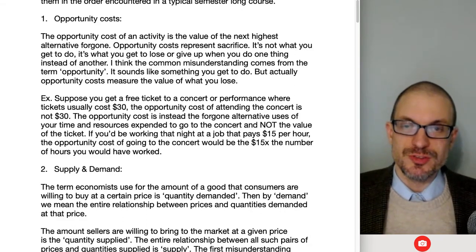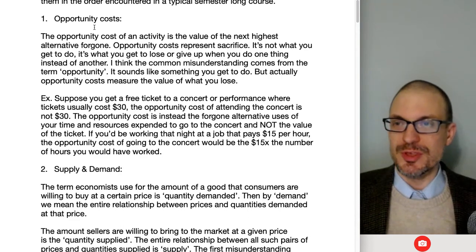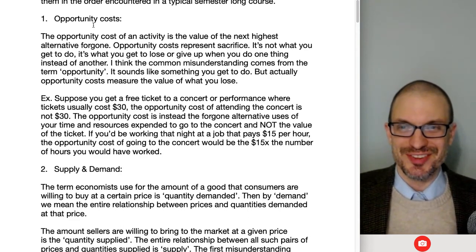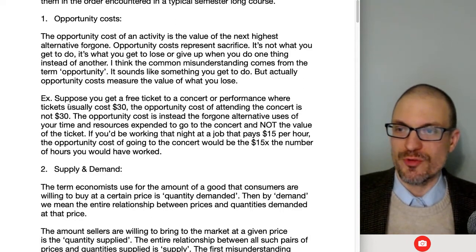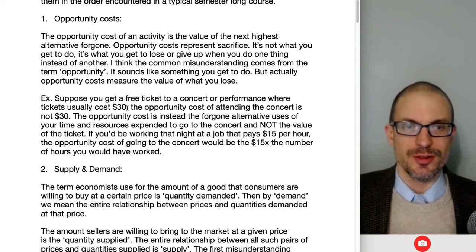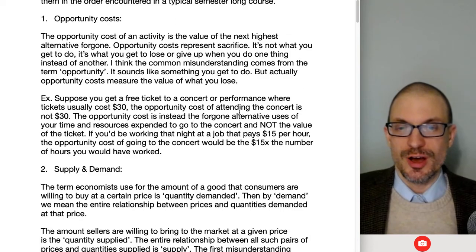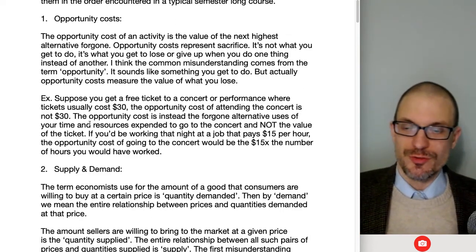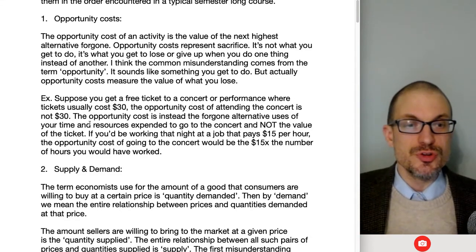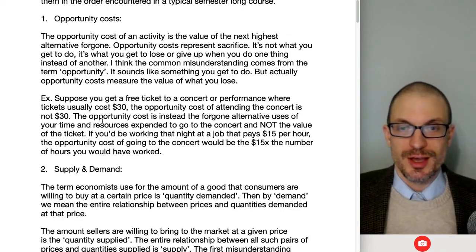I think the misunderstanding comes from the term opportunity, because you see opportunity and it sounds like something you get to do. No, it's what you get to lose. So here's my example. Suppose you get a free ticket to a concert or performance. Maybe the ticket usually costs $30. The opportunity cost of attending the concert is not $30. It's going to include the foregone value of other uses of the time and resources that you'd expend if you were doing something other than the concert.